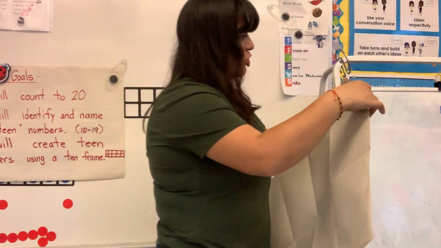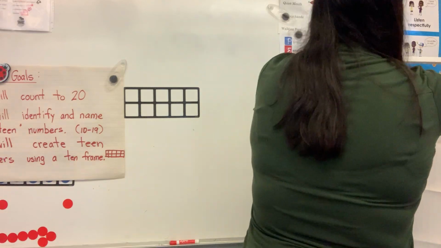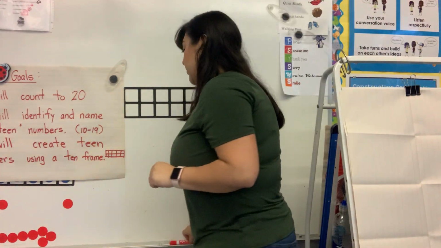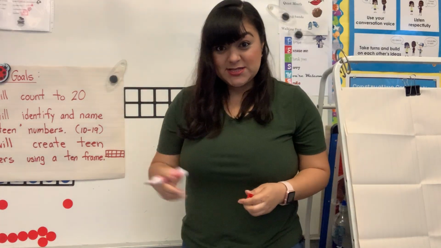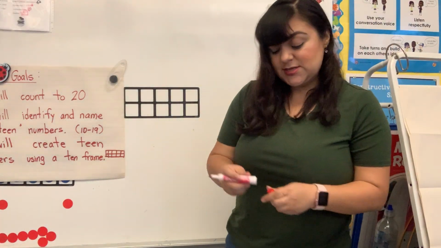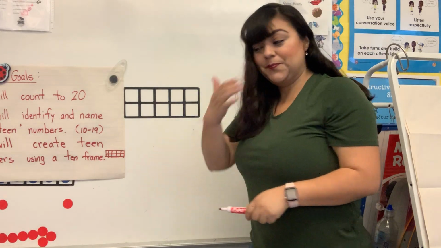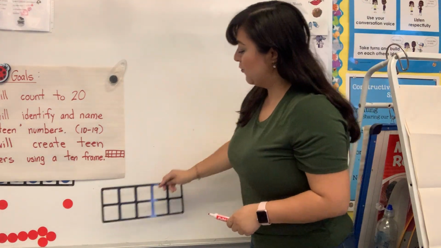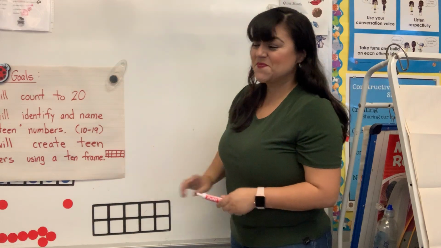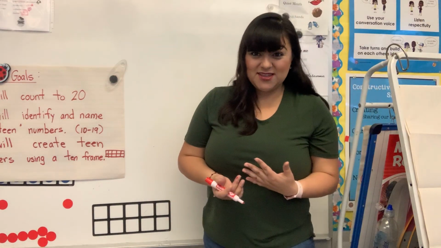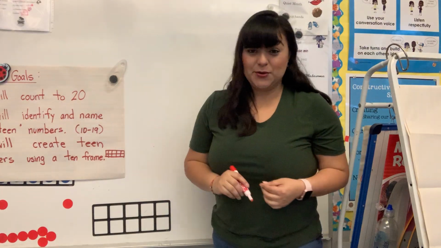First, we're going to be charting numbers 1 through 20 so that we can identify those teen numbers. So I'm going to write the numbers and you can count with me at home. Okay, let's move over our 10 frame. Okay, you ready? Take a deep breath and let's do our first learning goal of counting to 20.